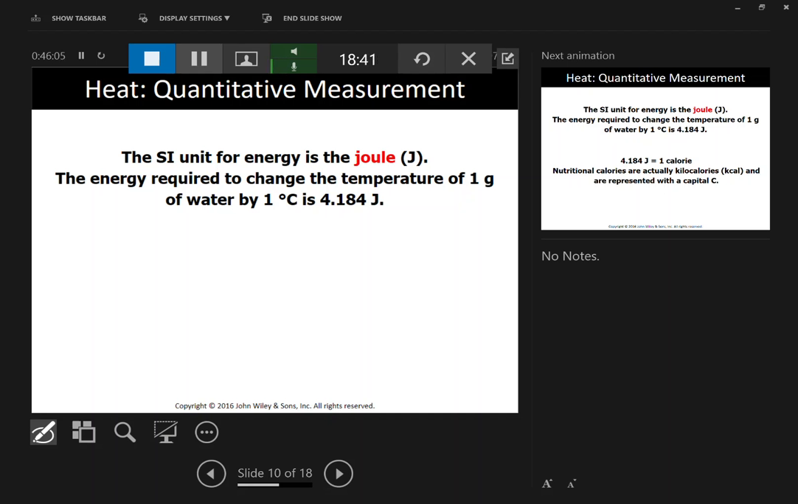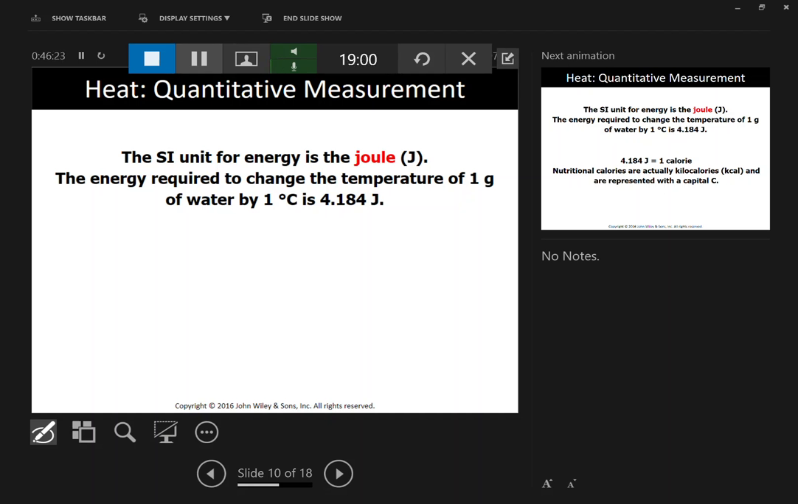Now, before we work on the direction of the flow of the heat or the quantity, we need to define a unit for heat. So the SI unit for heat in the metric system is joules.